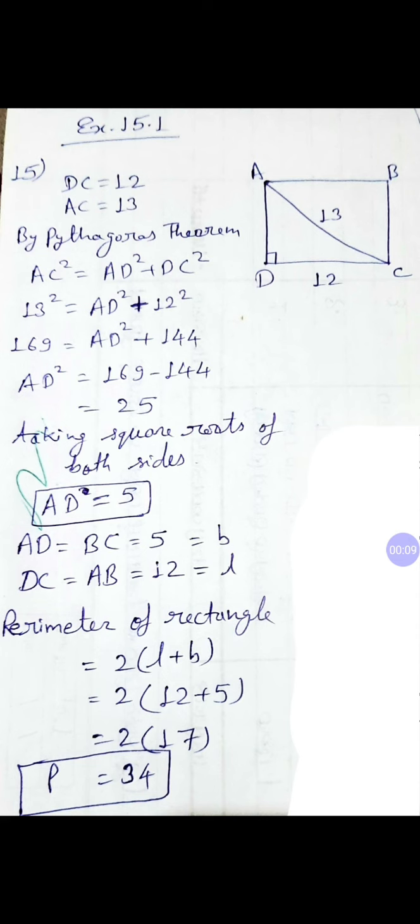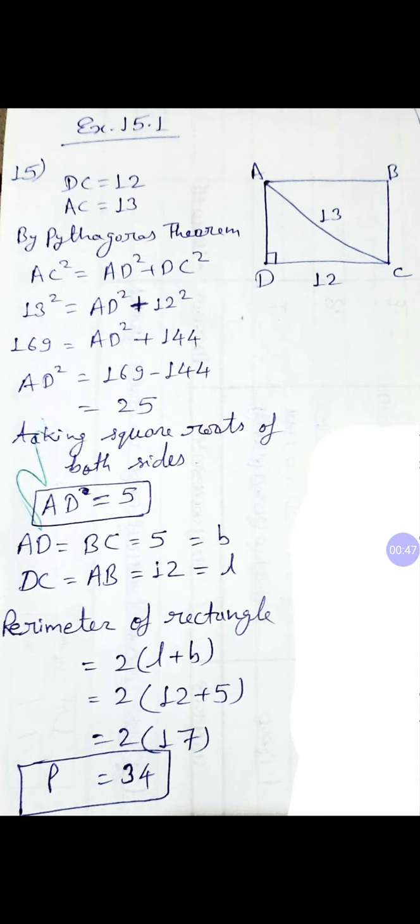Now, let's come to question number 15, and the question is saying find the perimeter of this rectangle. The rectangle is given here. The diagram I have made A, B, C, D. Here two sides are given, that is DC is given 12 centimeter, and AC, that diagonal, is given 13. And as we know that a rectangle has a right angle at point D, obviously, so ADC will become a right angle triangle. So we can apply Pythagoras theorem here.